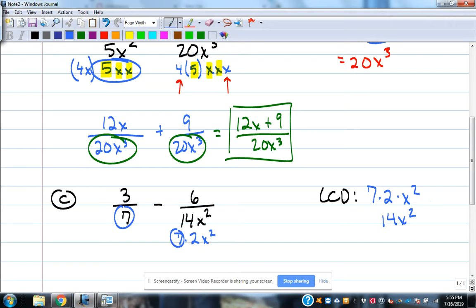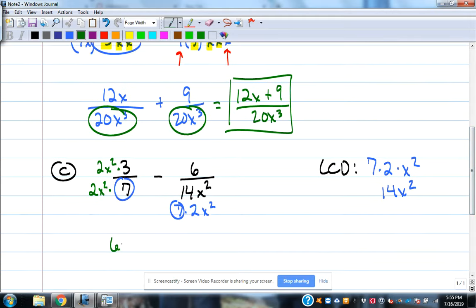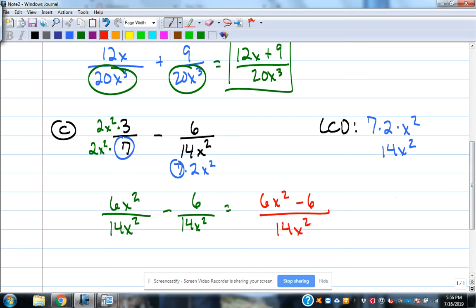Okay. Well, what does the first fraction not have? Well, it doesn't have a 2 and it doesn't have the x squared. So that's what it needs, is times 2x squared. We're multiplying that together, and that'll give us a fraction 6x squared over 14x squared minus 6 over 14x squared. And then I combine that to be 6x squared minus 6 over 14x squared.